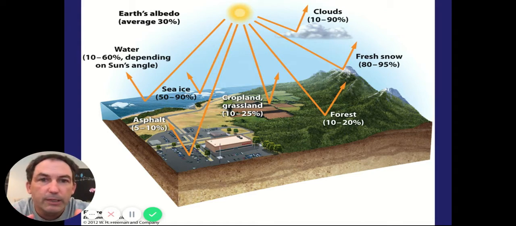And so we get these urban heat islands where you have large amounts of the surface of the Earth being paved or a built environment, and that tends to absorb a lot of heat.